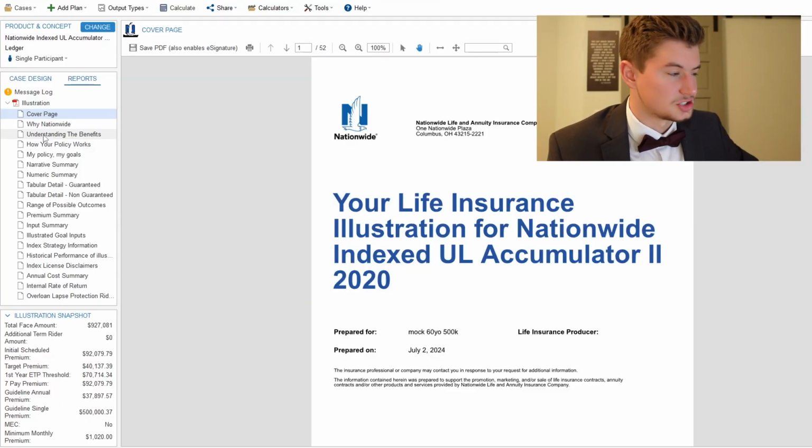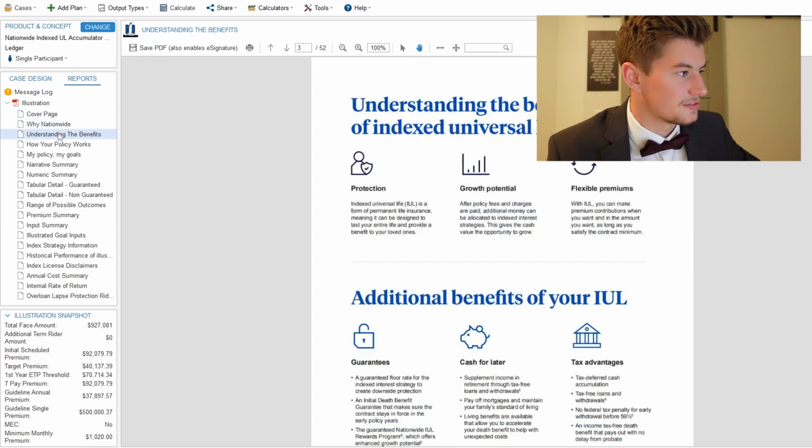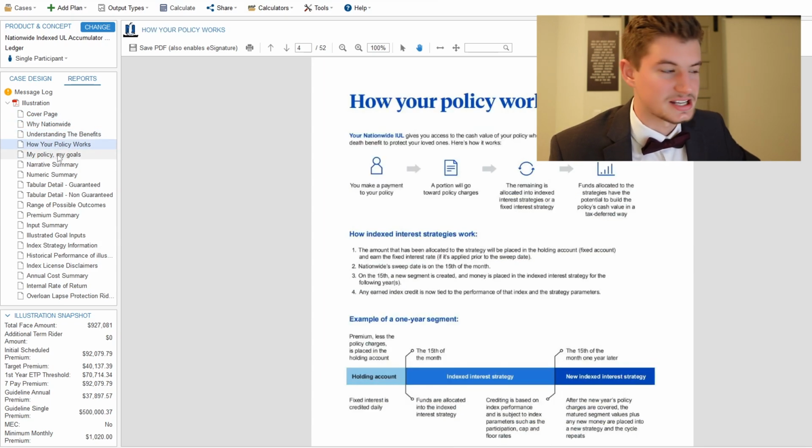In this example, we are using Nationwide software. I like this specific product with them for many reasons. That's for another time. There's plenty of companies out there that have good ones. Just so we can see an actual illustration though and what a mock one would look like, this is what we are using. Again, the policy illustrations are very long. You can see here on the left, there's the why Nationwide, understanding the benefits, how it works, all sorts of things in there. We're just gonna be looking at the 5 key things.